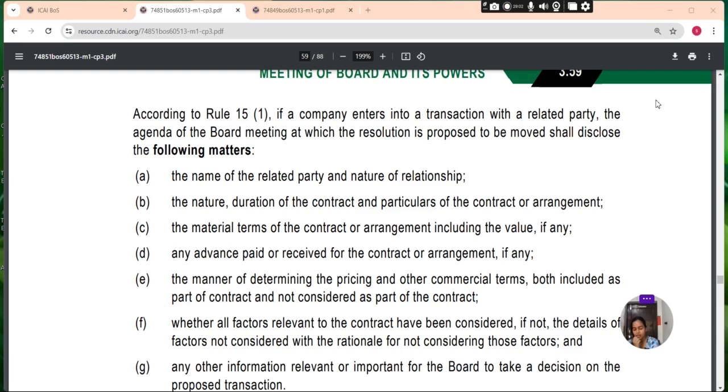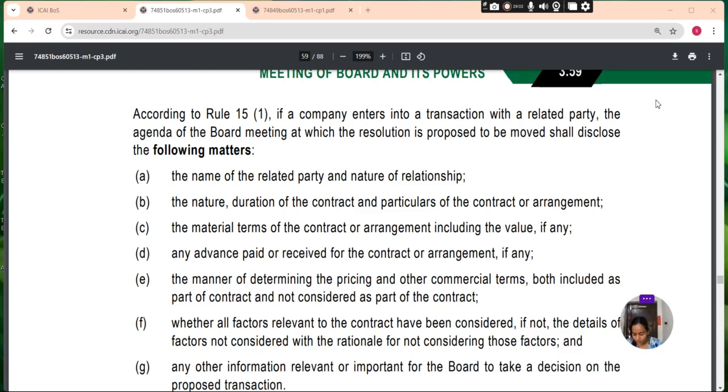What will be the name? Related party, nature of relationship, nature, duration of the contract, particulars of the contract or arrangement. What will be the material terms of the contract or arrangement including the value, if any advance paid or received for the contract or arrangement, if any? What will be the manner of determining the price and other commercial terms? What is included as a part of the contract and not considered as a part of the contract?